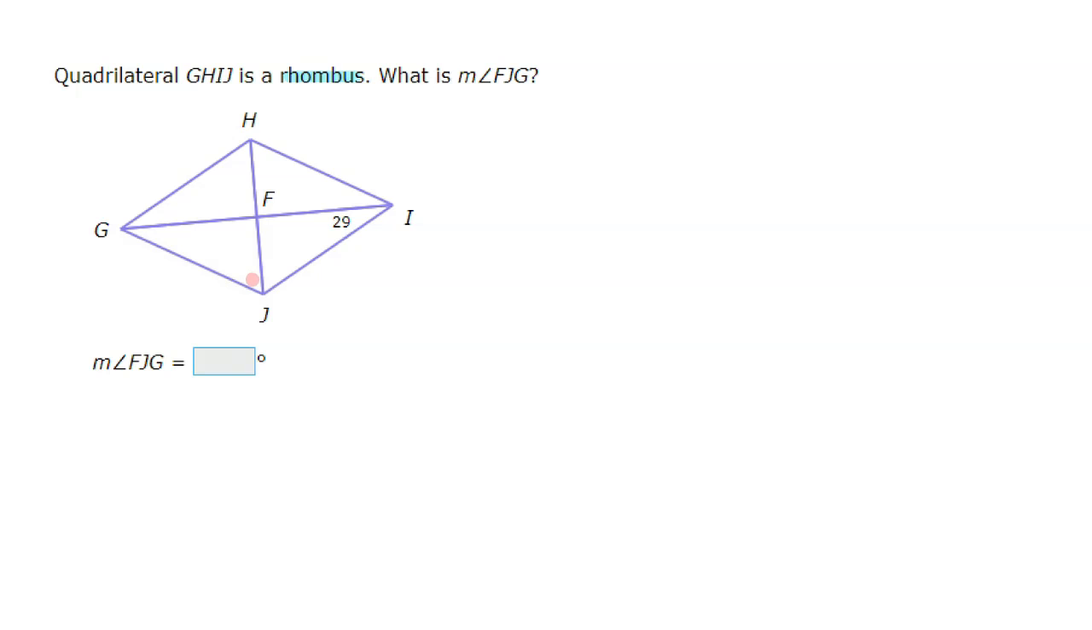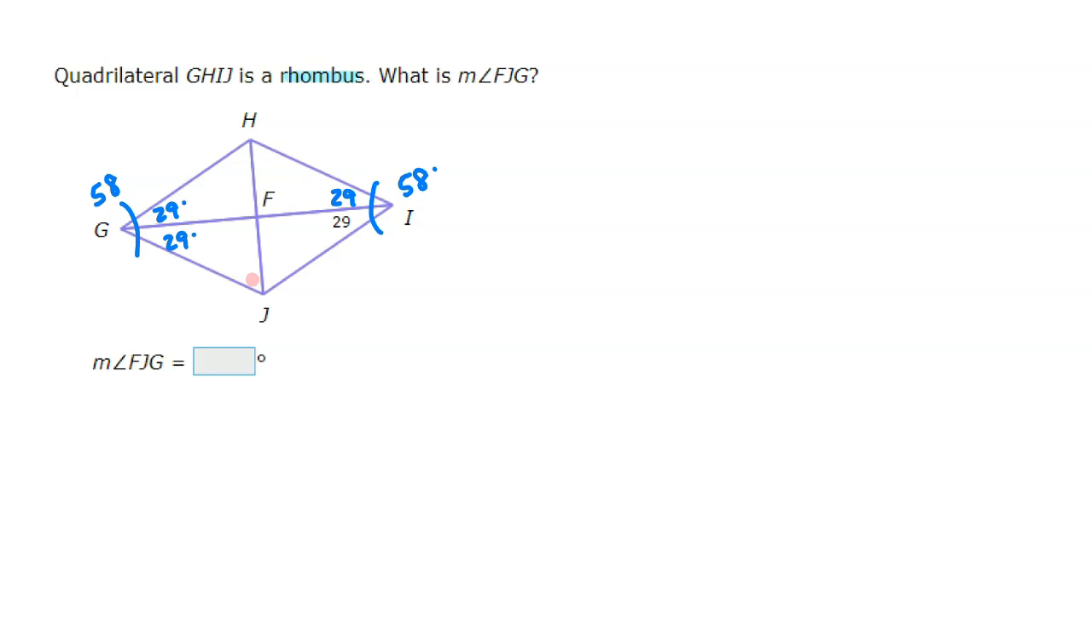Now let's take a look at the information we're given. We know that when we have a rhombus, the diagonals bisect one another at a right angle, or 90 degrees. We also know that the diagonals bisect opposite angles. That means this 29 degrees was part of a larger angle I. 29 and 29 meant that this was, at one time, a 58-degree angle that had been bisected. The same is true about the opposite angle G. It was 58 degrees, but it's been bisected into two equal halves, 29 degrees and 29 degrees.